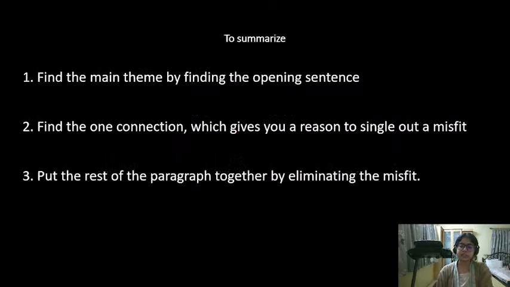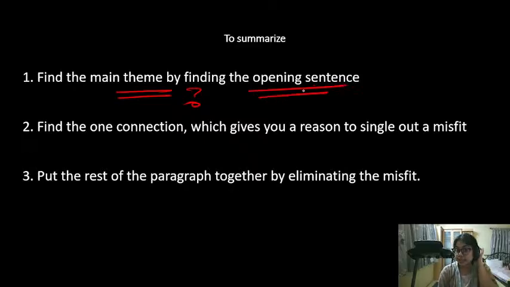Okay, तो फटाफट से summarize करें. Step 1 is finding the main theme. How does one find the main theme? By finding the opener, by finding the opening sentence. But however वाले opening sentence हो ही नहीं सकते. So we'll first find the opening sentence.